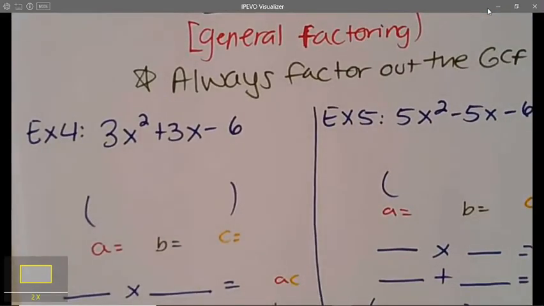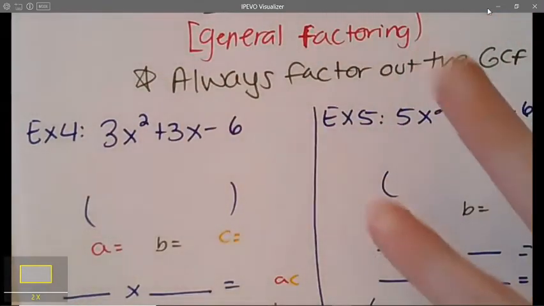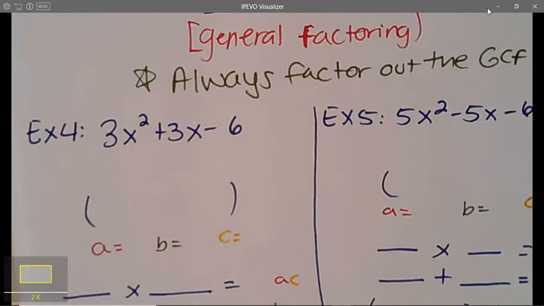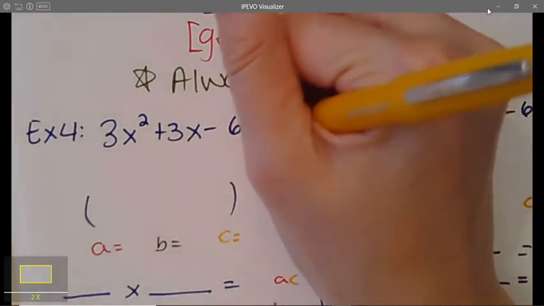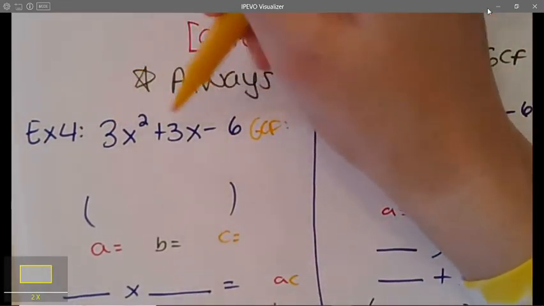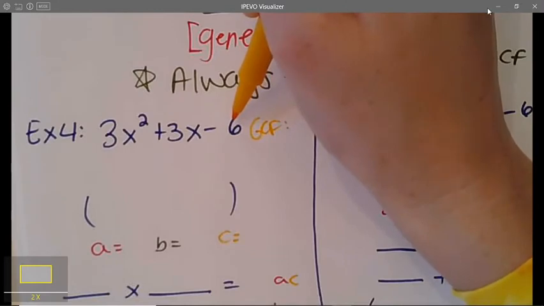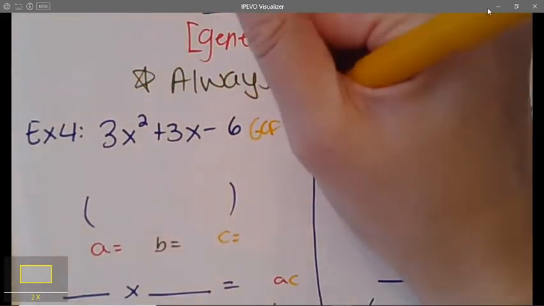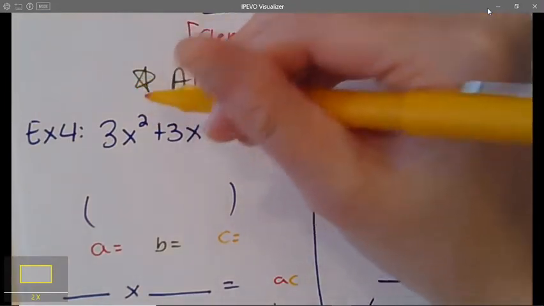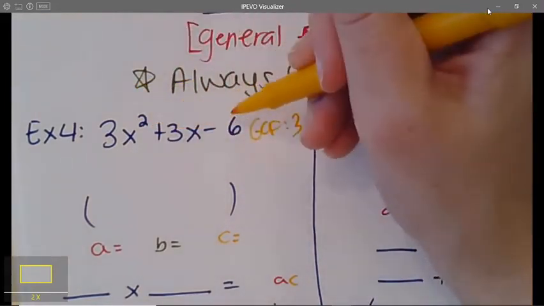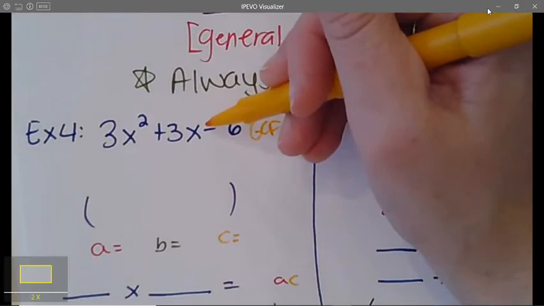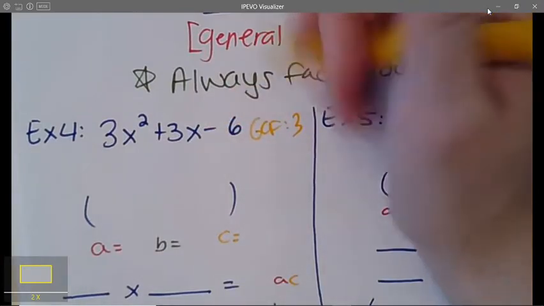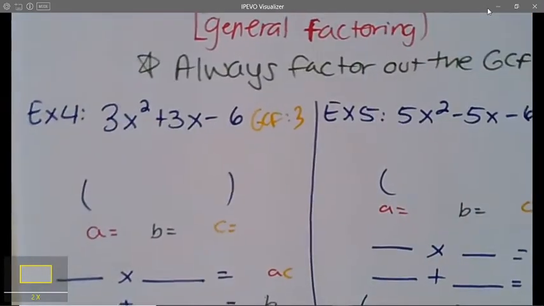So the first thing, I'm going to be on the lookout for the GCF. Do you guys spot a GCF in the problem? Well, what is a number that will divide into 3, 3, and 6? Well, the largest number that will divide into 3, 3, and 6 is 3. And I do not have an x in every single term. I have an x in the first 2 terms, but not the last term. Okay, so my GCF is simply just going to be a 3.